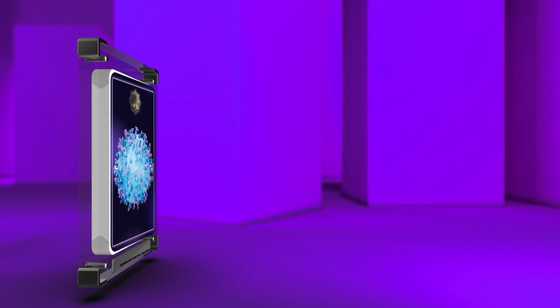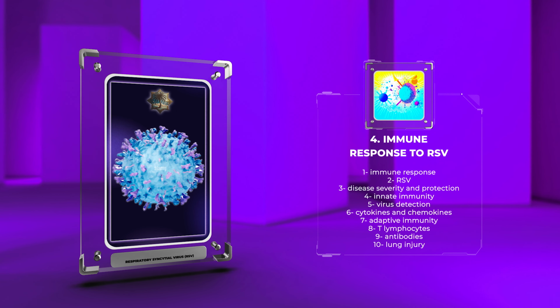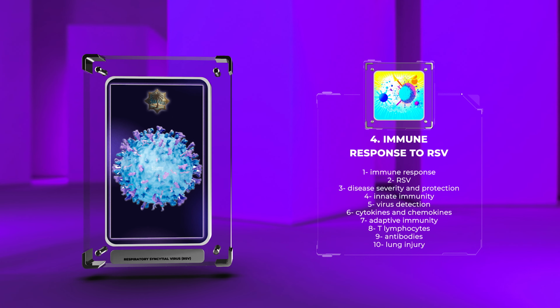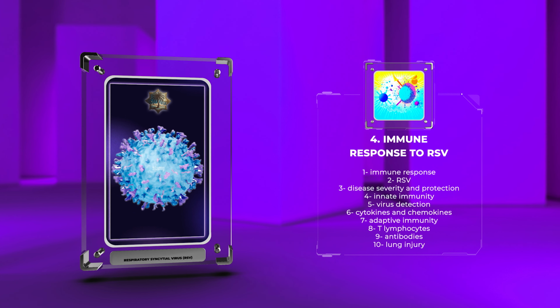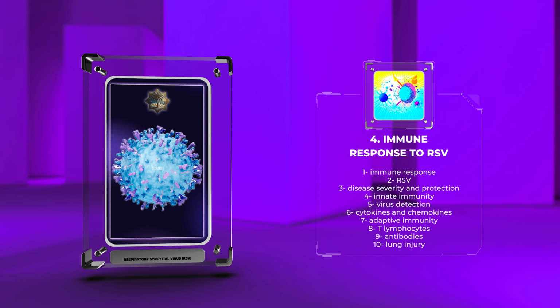The immune response to RSV is crucial for disease severity and protection. Innate immunity detects the virus, triggering cytokines and chemokines. Adaptive immunity involves T lymphocytes and antibodies, clearing the virus. However, the response can cause lung injury. Understanding this response is vital for developing vaccines and therapies.